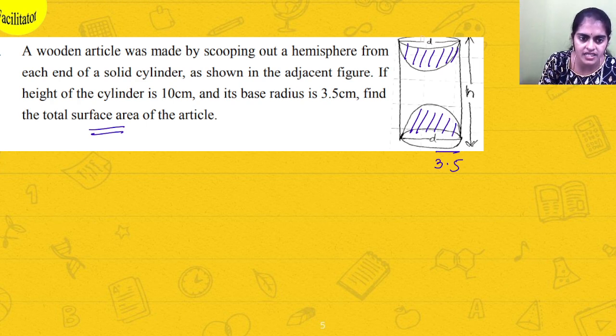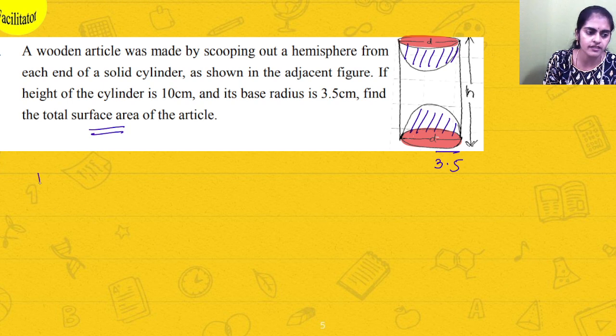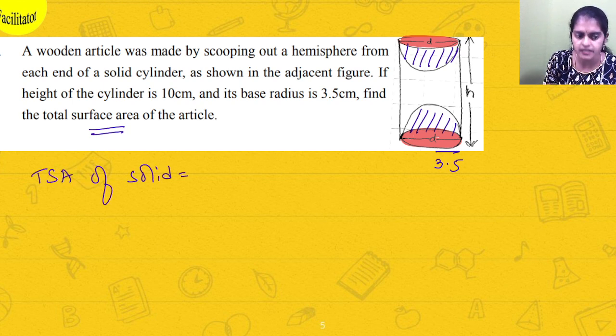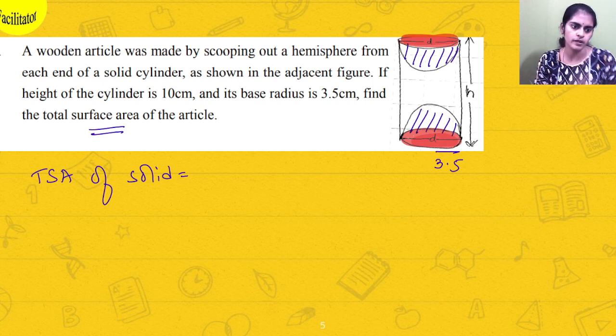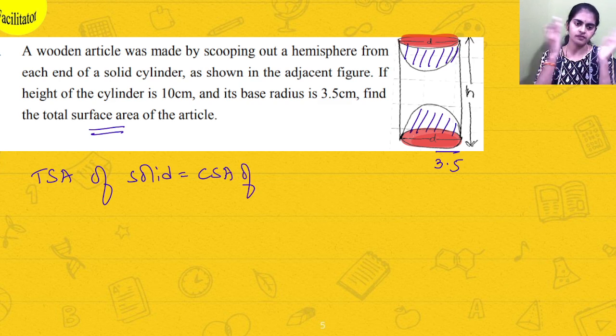So what happens to this area? The circle portion will not be there. Okay, so here since it is a cylinder, for TSA of this article, I can take only the curved surface area of the cylinder. I won't take the top portions because that is already gone. You have scooped this out. The circular portions you don't have, so you don't have to take the top and bottom. So you will only take CSA of cylinder, only the curved surface you have. Look at the figure, only the curved surface.